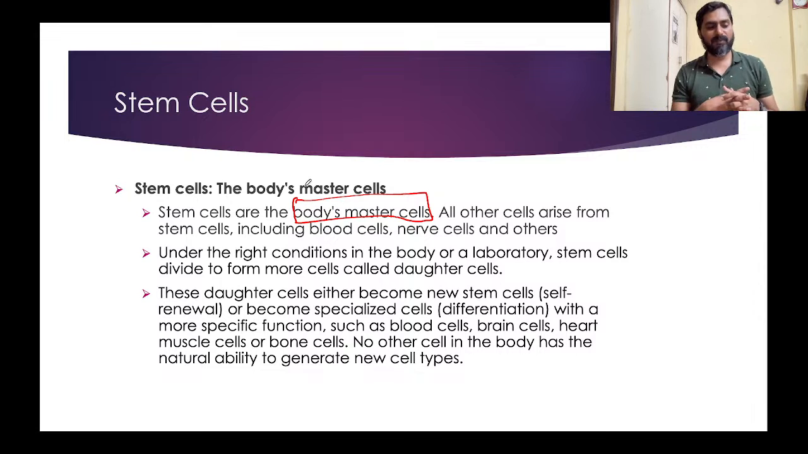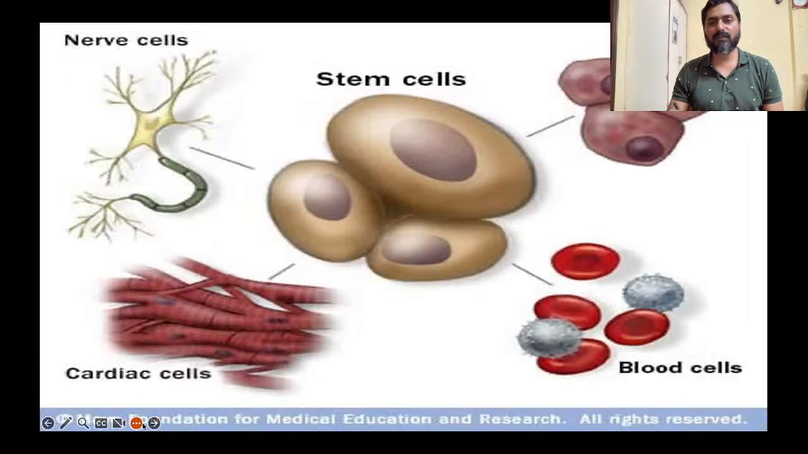So what is this stem cell? Stem cells are known as the body's master cells. Why are they called the body's master cells? Because they can become any other type of cell. When we are formed, we are just a zygote, one cell only. After that it starts to divide to form a multicellular organism, or we form an embryo.